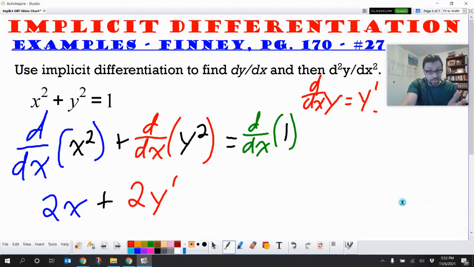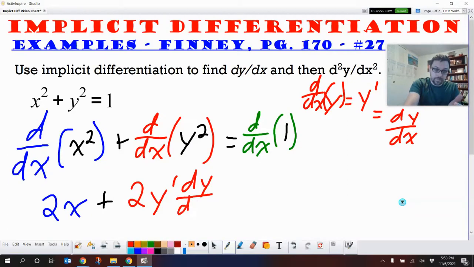Or remember what the problem is looking for. It's looking for dy over dx. So this derivative of y, this y prime thing, means the same as dy over dx. Cool, that's the thing that we're looking for. Hooray! Then this equals the derivative of 1, that is 0. Again, that thing we were looking for, dy dx, is right there.